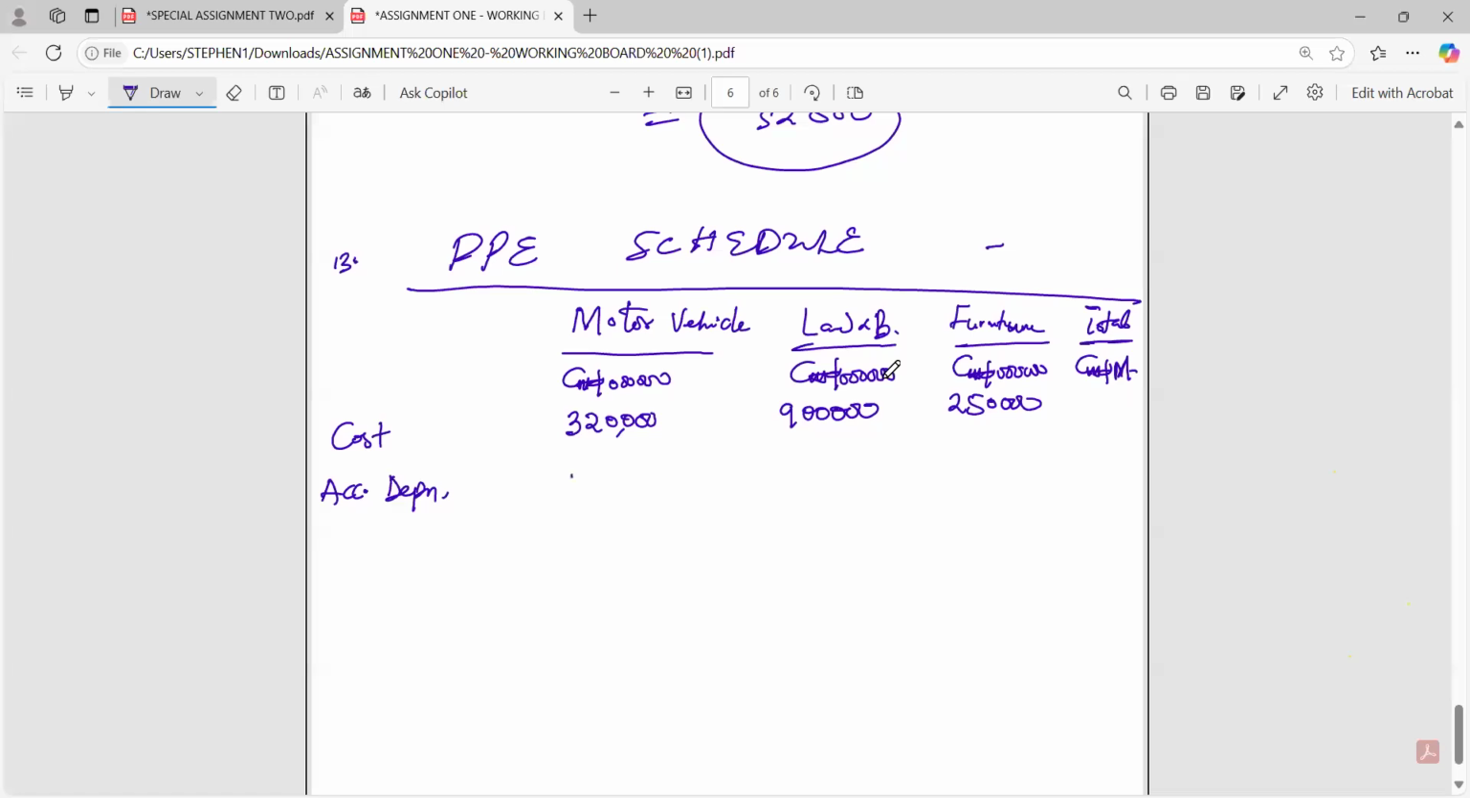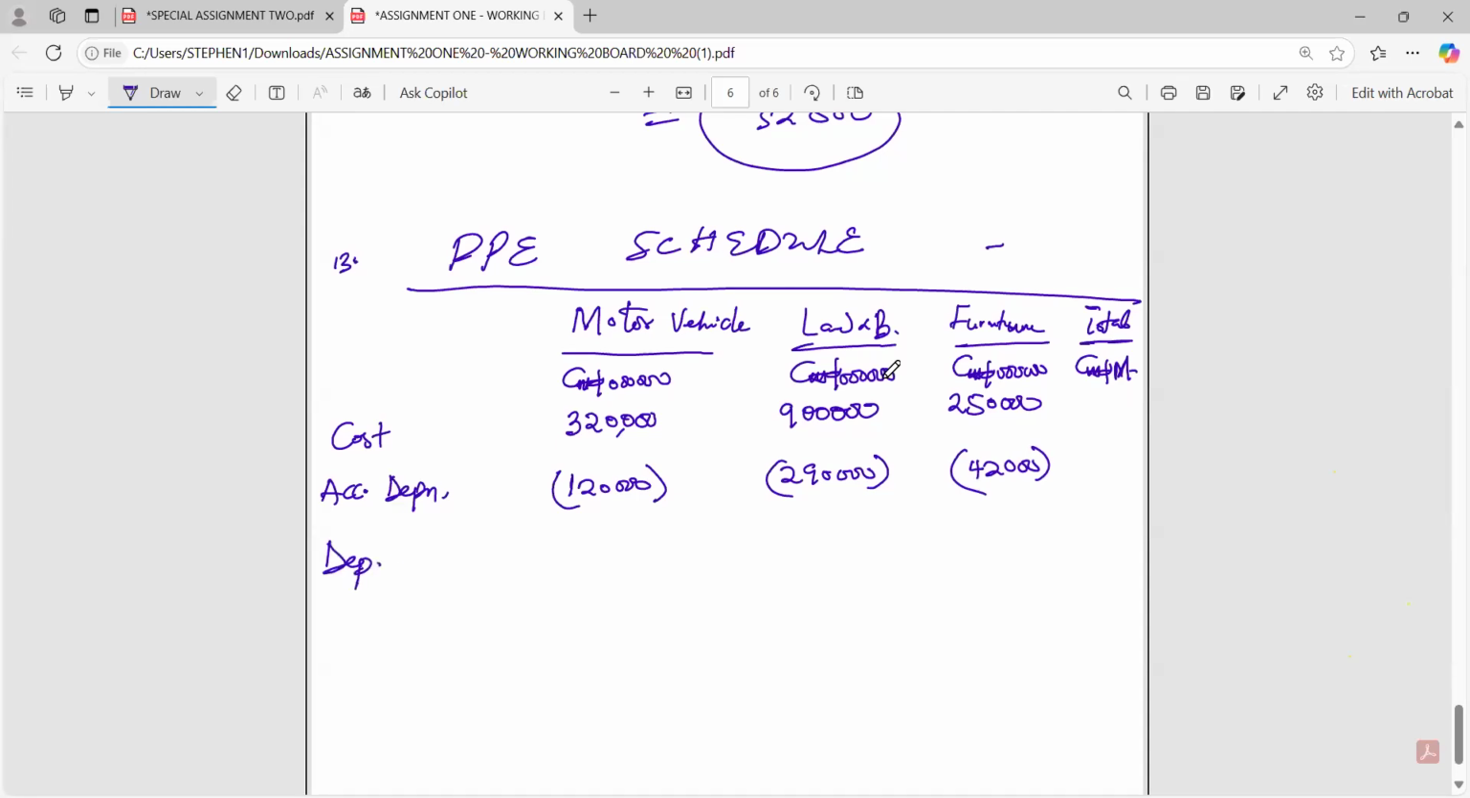120,000. Put it in brackets. 290,000. Put it in brackets. And 42,000. Put it in brackets. No need to write the total. Now, there was no accumulated depreciation for the current year. So let's go to depreciation for the year.